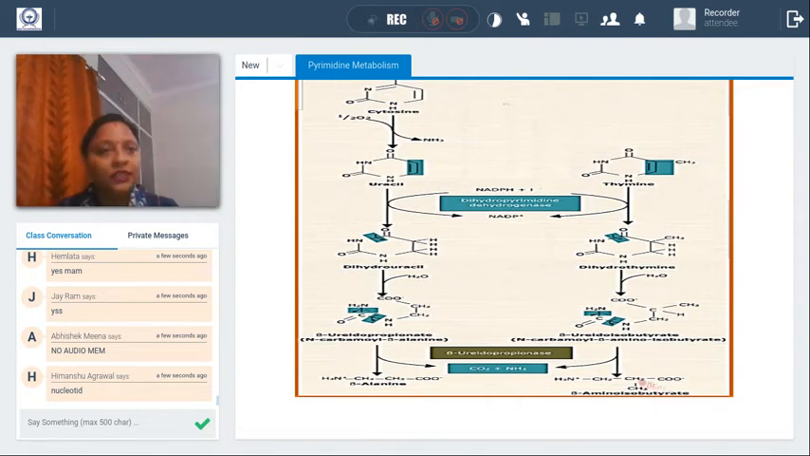These are the metabolites which are important for the Krebs cycle, and we can get CO2 and NH3, from which we can get urea. The ultimate product of pyrimidine catabolism is urea.